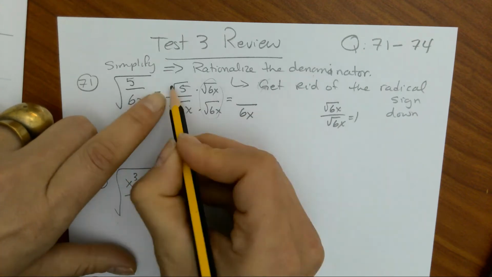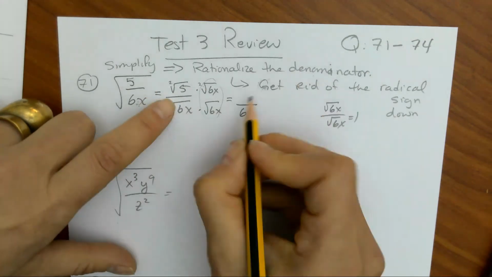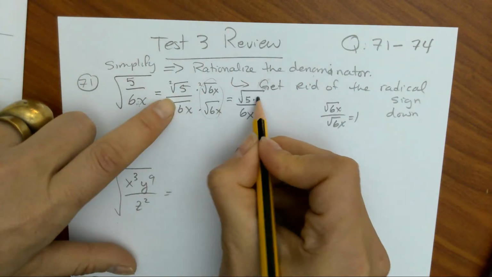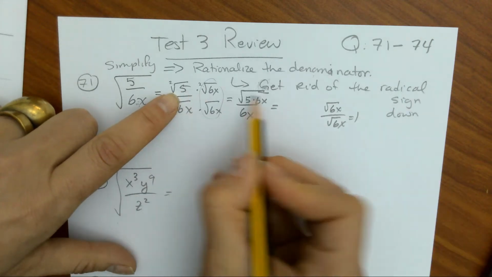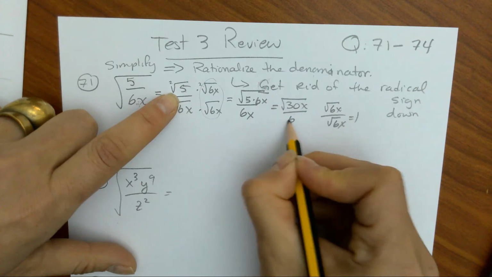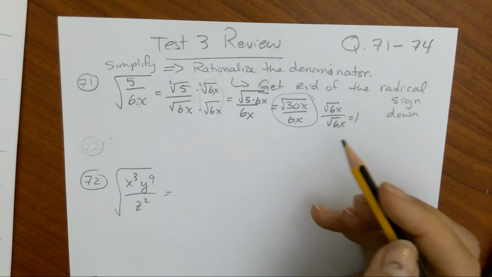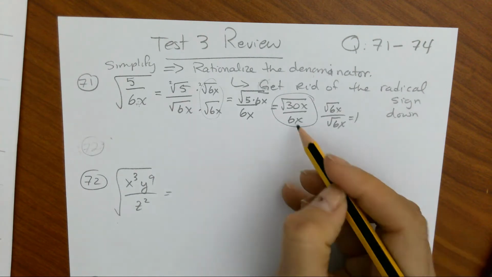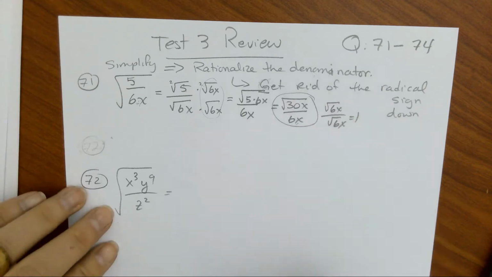And because these both are square roots with a 2 here, I can put them under the same radical sign. And 5 times 6 is 30. So there's my answer. It doesn't really seem more simple, but they seem to like no radical sign on the bottom. Okay? So let's look at the next one.